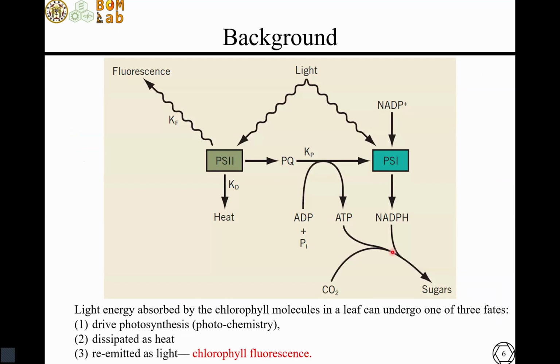Light energy absorbed by the chlorophyll molecules in a leaf has three possible paths. The first one drives photosynthesis in photochemistry and provides the sugar and energy for the live plants to grow. The second possibility is that it is dissipated as heat energy. And the third one is re-emitted as fluorescence, chlorophyll fluorescence. Therefore, these three possibilities compete with each other. So if we measure the chlorophyll fluorescence, we can possibly estimate the photosynthesis efficiency.